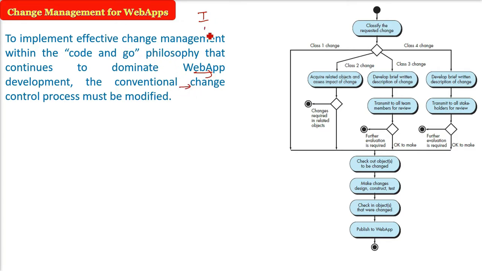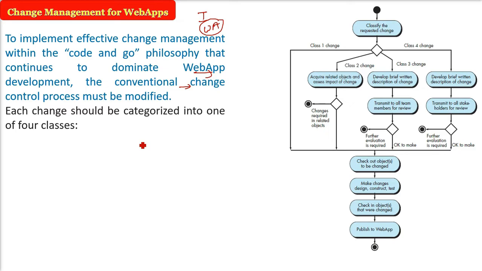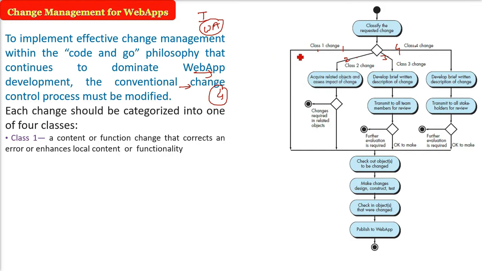Let us see one by one. There are different ways it can be done. You can categorize these changes into four classes, namely the first, second, third, and fourth. So what are these classes? Class 1 is a content or function change that corrects an error or enhances local content or functionality. That is, it is not related to anyone else. There is a simple content you need to change or correct. This is a class 1 kind of change.